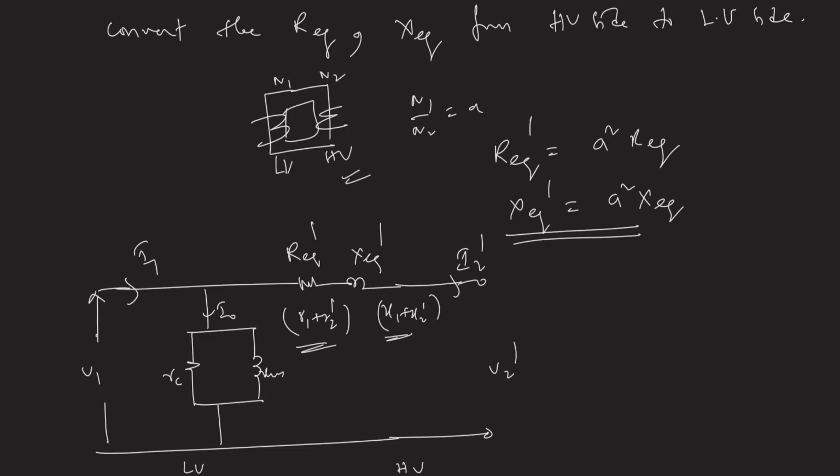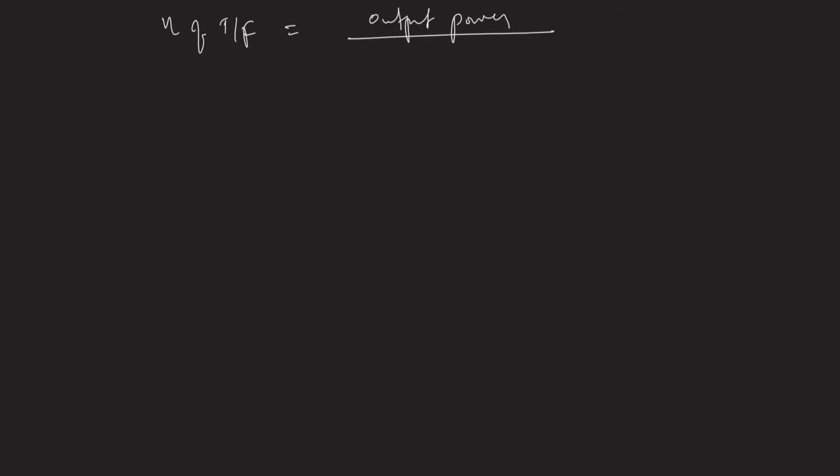So this is all about the losses of the transformer, how they can be determined from open circuit test and the short circuit test. Now if I want to calculate or define the efficiency of transformer, this is output power by input power, straightforward equation, right?